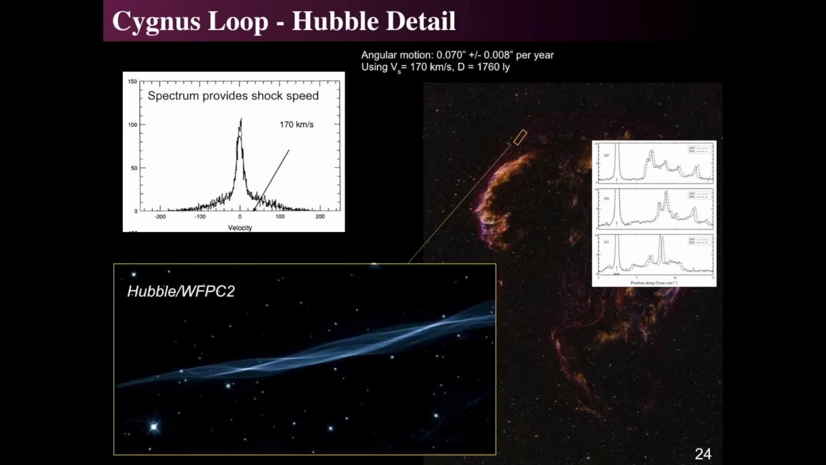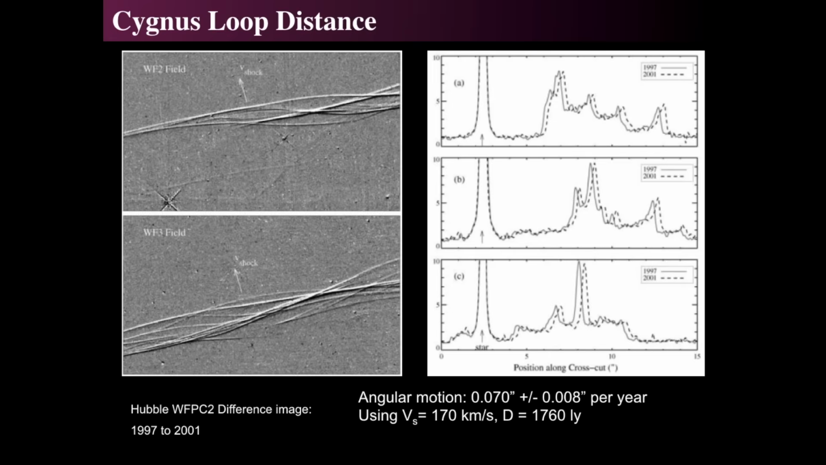And then what you do is you go back and see what the angular motion is across the sky over years, and that tells you how long it took to get from where it is to go to the center. And that shows you how big this thing is and how old it is. And again, that allows you to find the distance to it.